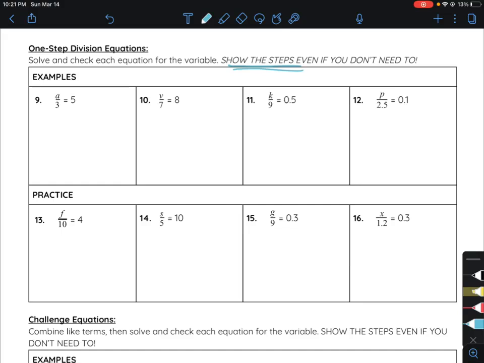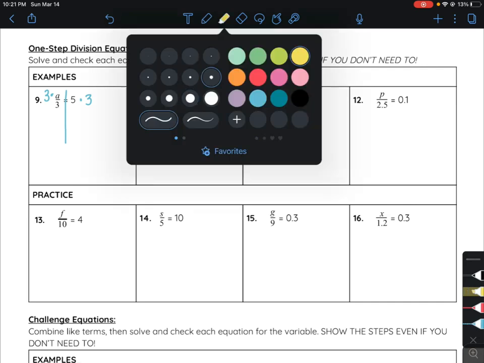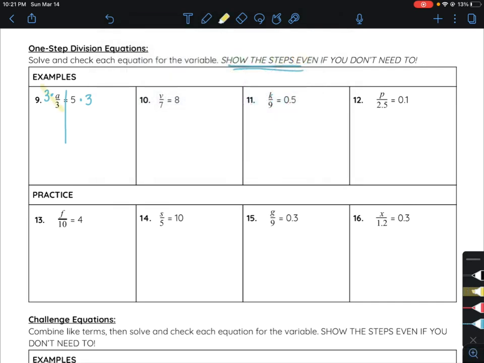All right, number 9. A divided by 3 equals 5. Draw your line down. The inverse of dividing by 3 would be to multiply by 3. So I always write it kind of up at the top, 3 times, and then 5 times 3 over here. This 3 times A divided by 3 is going to do exactly what happened in the multiplication equations. Those make a 1. 3 divided by 3 is 1. So 1A equals 5 times 3, which is 15. We know 1 times A is just A, so that A is by itself.